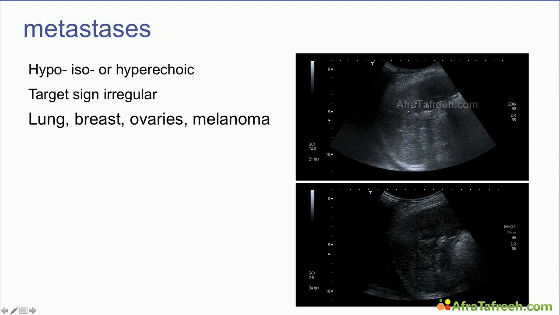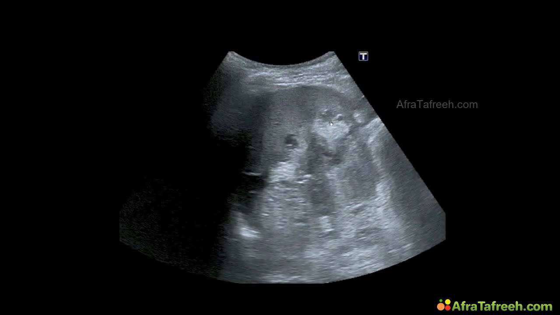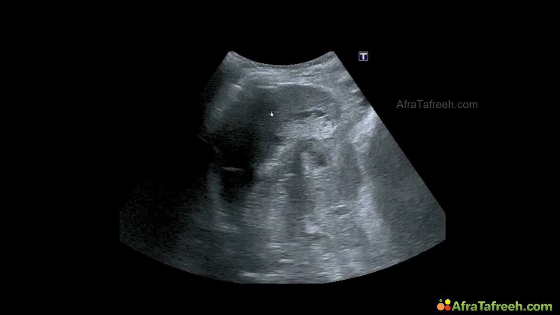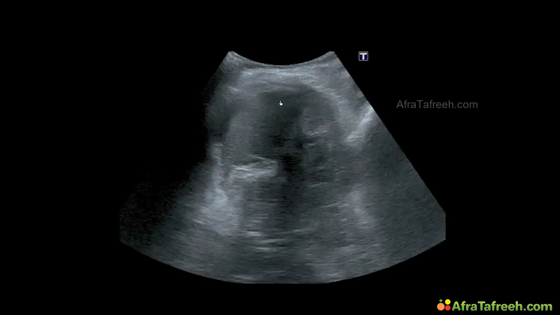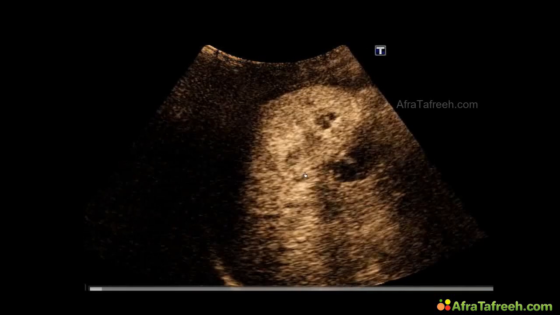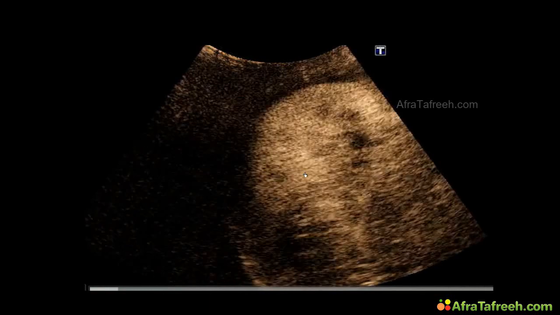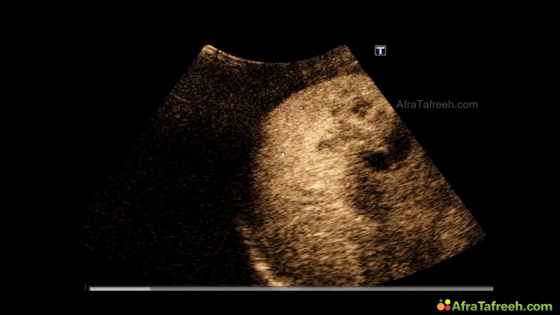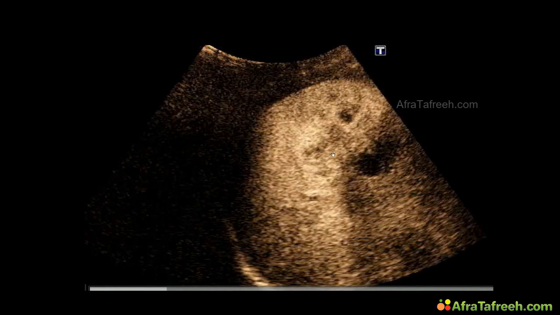In this finding, we have hyperechoic areas over here and hypoechoic areas around, so maybe it's a target sign. And this diagnosis was confirmed with contrast-enhanced ultrasound, and it's very easy to detect multiple lesions in the whole area over here. Now I want to show you a pitfall.